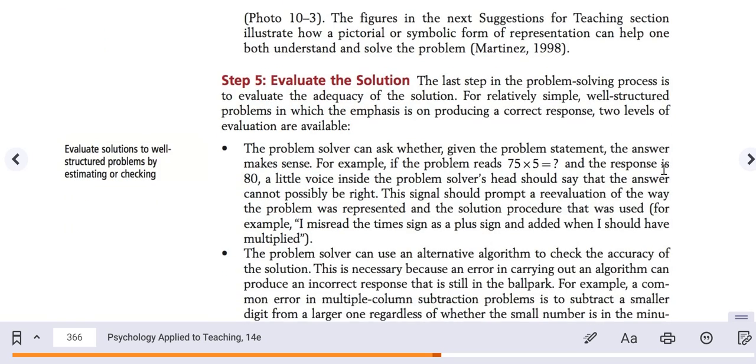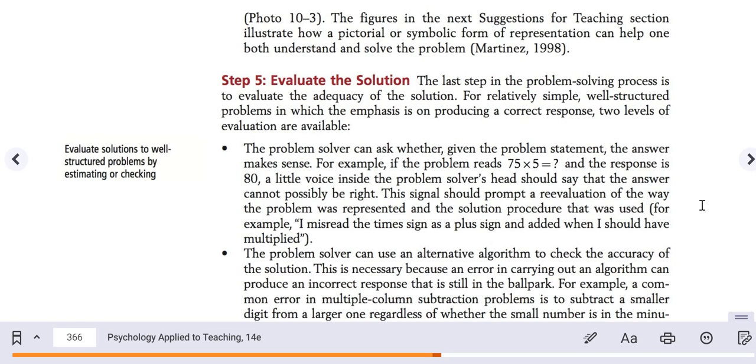Step 5. Evaluate the solution. The last step in the problem-solving process is to evaluate the adequacy of the solution. For relatively simple, well-structured problems in which the emphasis is on producing a correct response, 2 levels of evaluation are available. The problem solver can ask whether, given the problem statement, the answer makes sense.